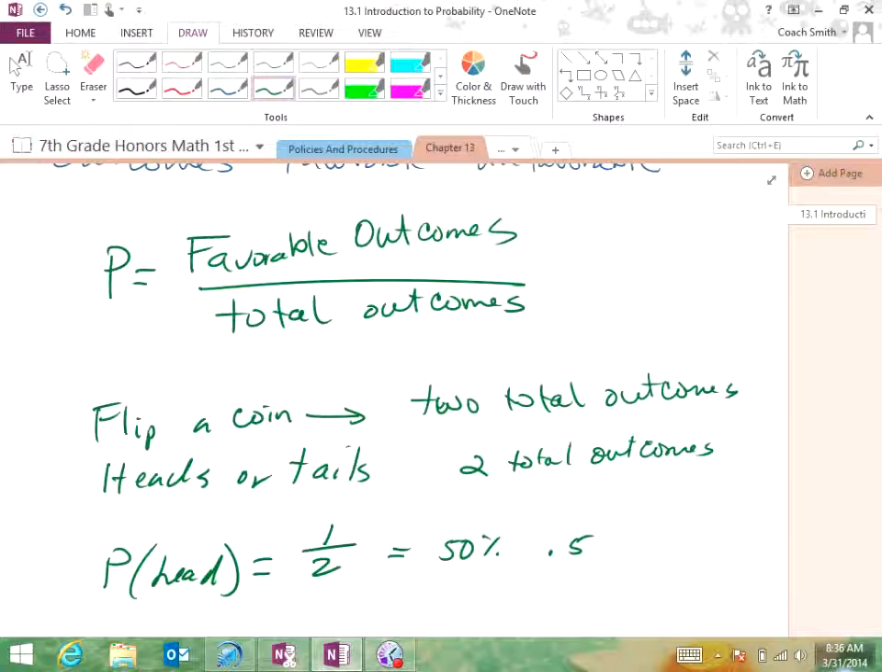But that's why when you see NFL games, they flip it and let it land. They don't catch it and then turn it over. They flip it, let it land, and everybody's doing this. Hey, is it a favorable outcome or is it not?